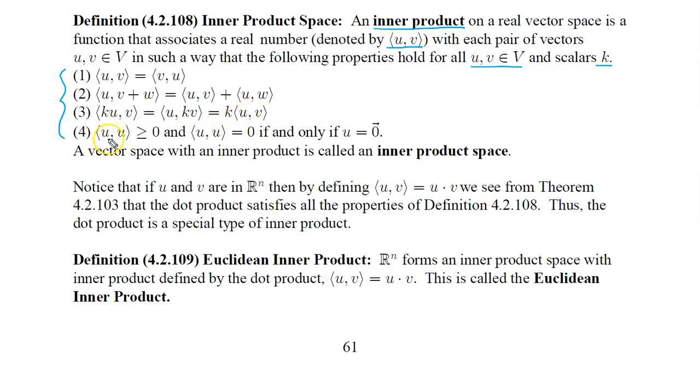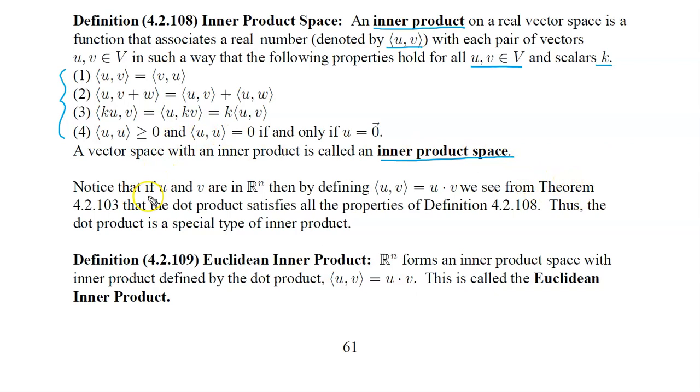And then we also have to have that the inner product of u with itself is always bigger than or equal to 0, and the inner product of u with itself is equal to 0 if and only if u is actually the 0 vector. And so any vector space that has an inner product on it, we then call an inner product space.